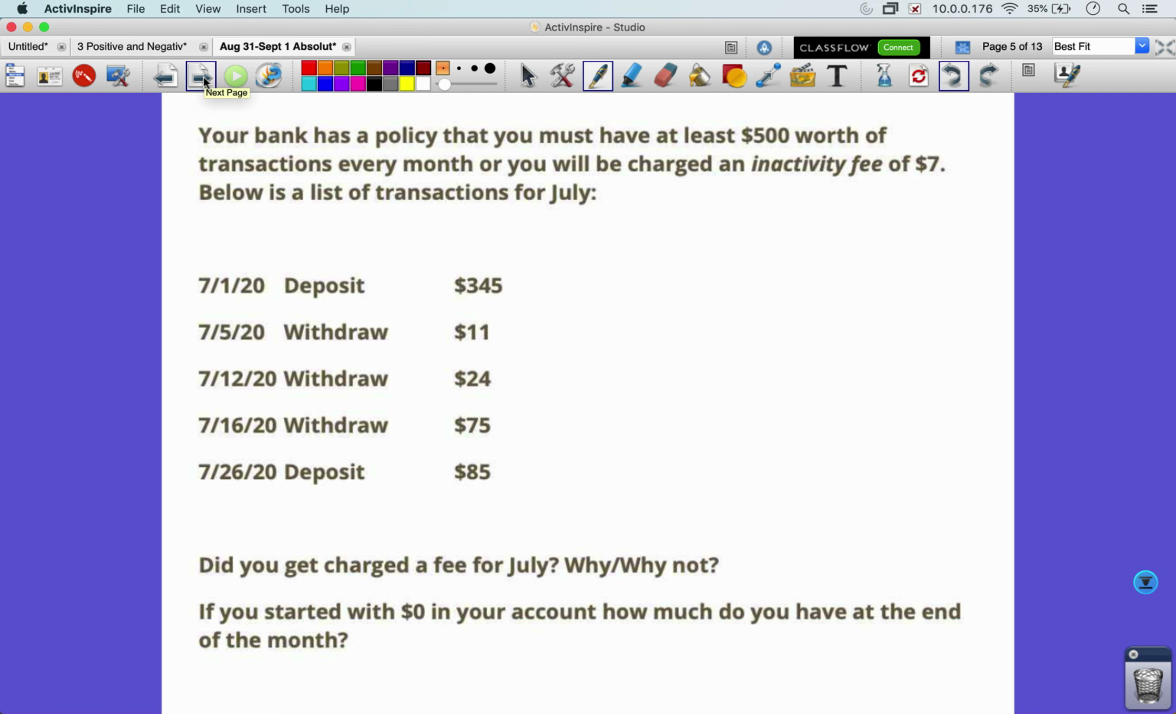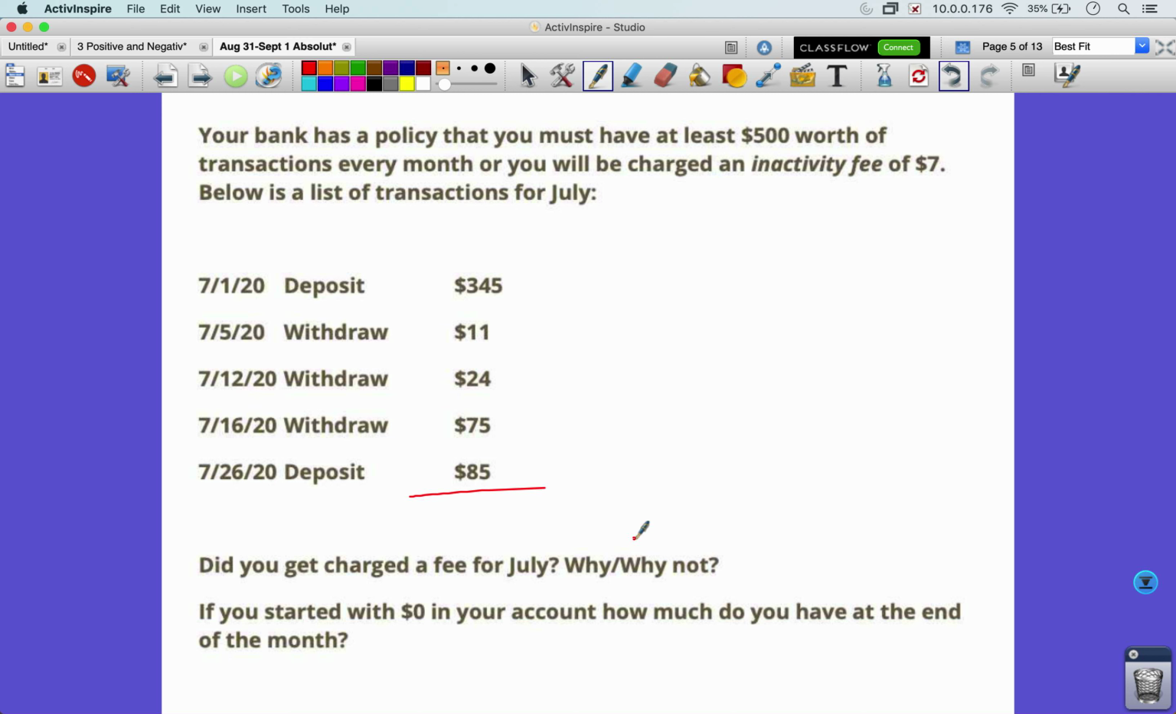All right, and here is an example where we might see absolute values. So your bank has a policy that you must have at least $500 worth of transactions every month, or you'll be charged an inactivity fee of $7. Below is the list of transactions for July. So when we're trying to figure out total transactions, we don't care if it's a deposit or the withdrawal, they all count the same. So let's add these up, see if we have at least $500 worth of activity.